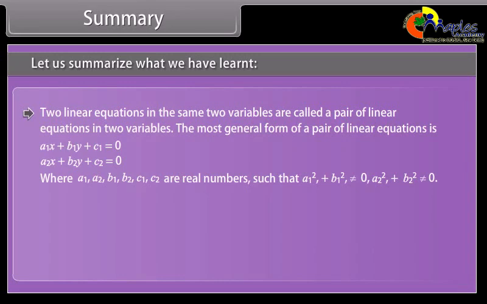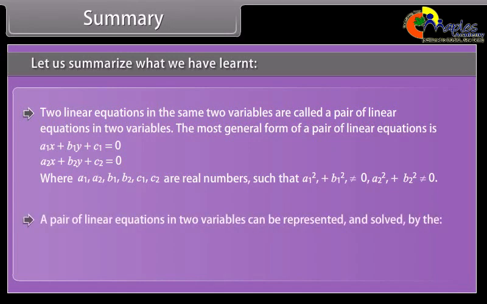The most general form of a pair of linear equations is a1x + b1y + c1 = 0, a2x + b2y + c2 = 0, where a1, a2, b1, b2, c1, c2 are real numbers such that a1² + b1² ≠ 0 and a2² + b2² ≠ 0. A pair of linear equations in two variables can be represented and solved by the 1. Graphical method and 2. Algebraic method.